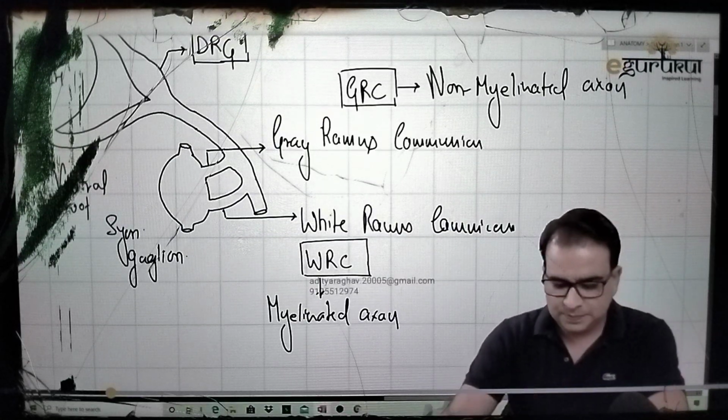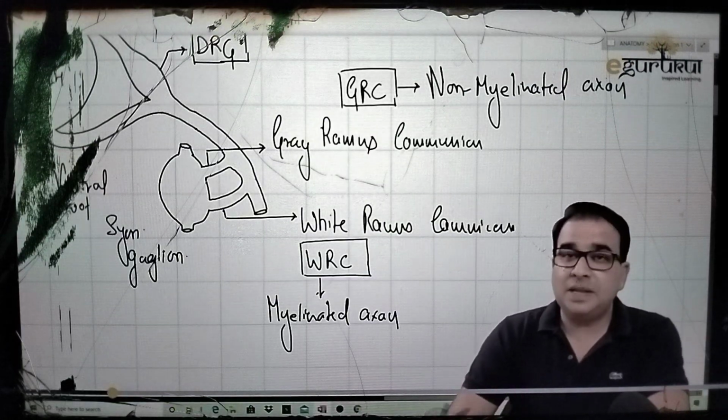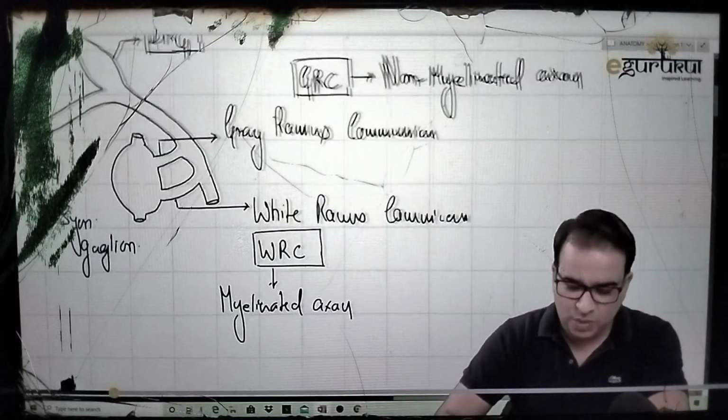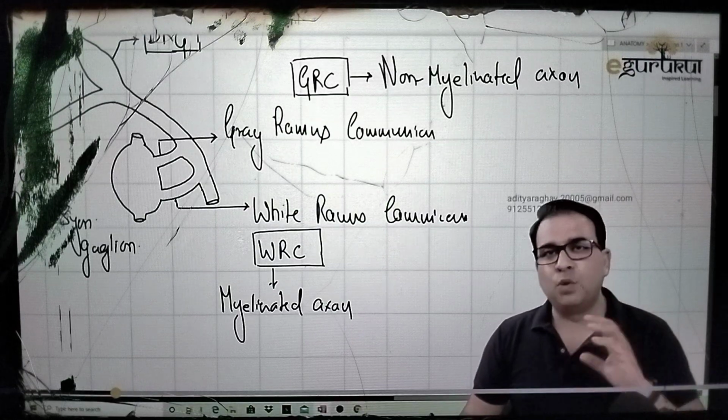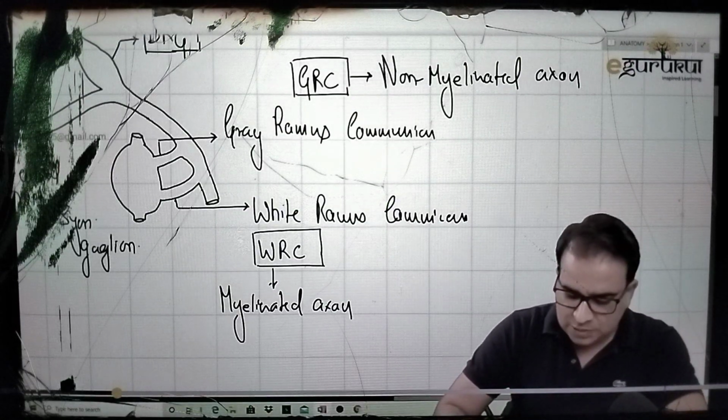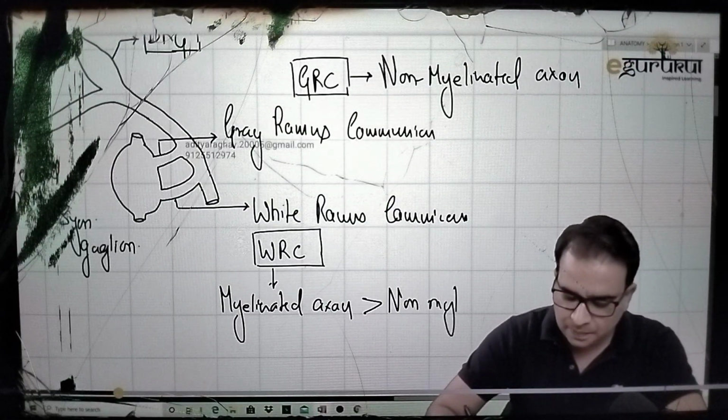It's having the non-myelinated axons. But it's not that simple, guys. Myelinated axon doesn't mean that the white ramus communicans is only having this myelinated axon. We call it white ramus communicans because of the myelin sheath, giving it more of a whitish appearance. But these myelinated axons are way more than non-myelinated here.